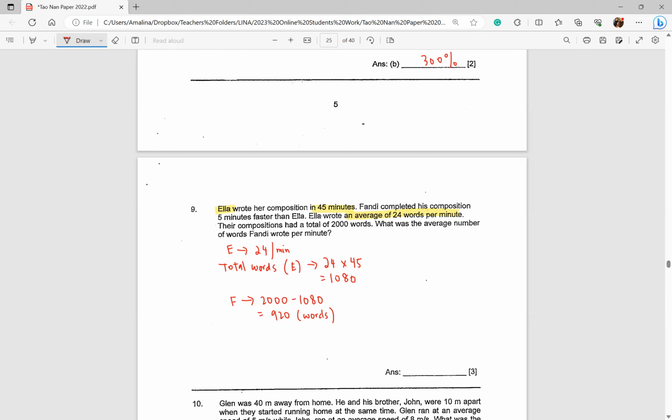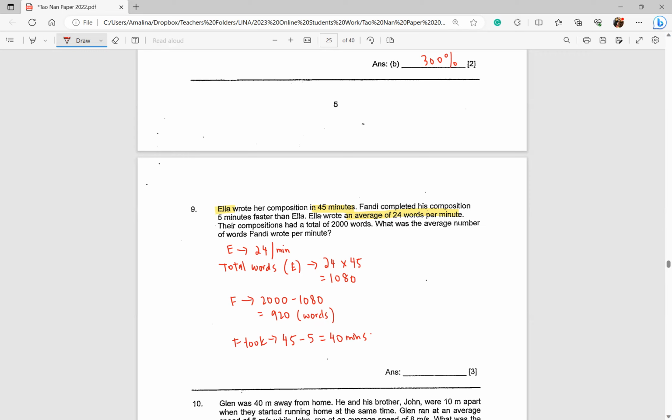Okay, so Fandi completed his composition 5 minutes faster than Ella. Means that if Ella completed the composition in 45 minutes, Fandi would have completed in 40 minutes. So Fandi took 45 minutes, I minus off 5 minutes, right? Means that he took 40 minutes. So this 40 minutes is the time that Fandi took to write 920 words.